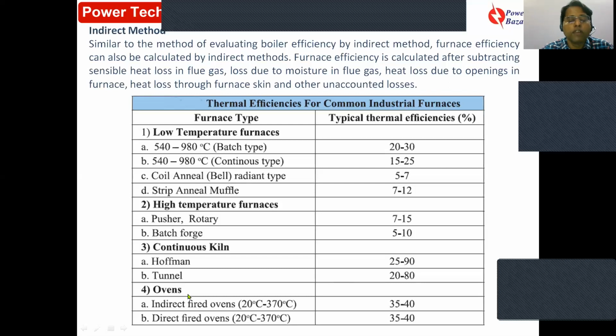Then there are also a few ovens for heating, that is indirect fired ovens, which operate at 20 to 370 degrees Celsius. Direct fired ovens, 20 to 370 degrees Celsius again, where the efficiency level is 35 to 40%. So in the exam, you may get a question on the efficiency of what type of furnace. So you have to remember this table a little bit. And remember, the industrial furnace efficiency is normally in the range of 35 to 40%, as you can see here. And when the temperature goes up, the furnace efficiency automatically goes down.